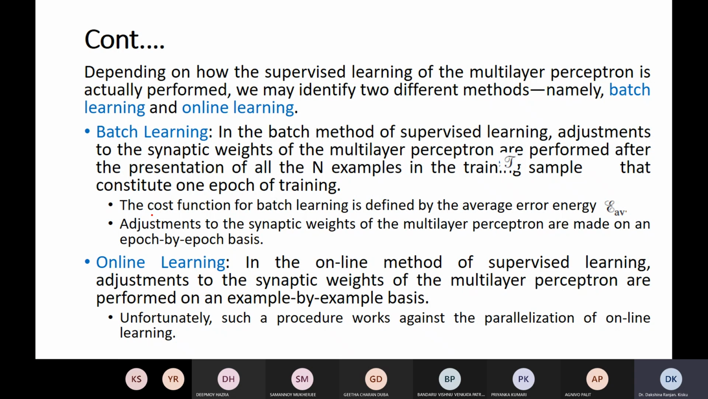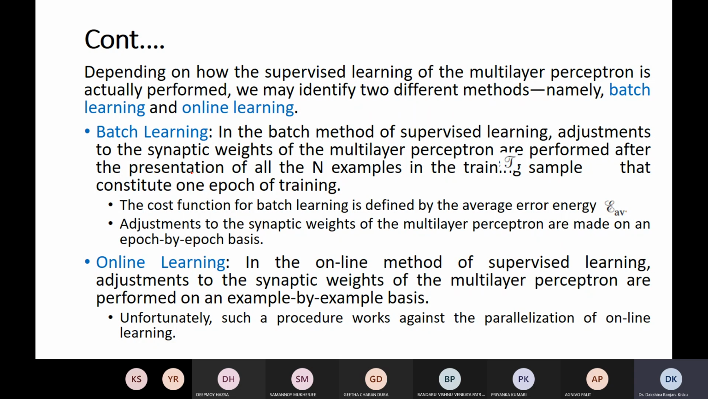So in the batch learning method, we adjust the synaptic weights of the multilayer perceptron after presenting all the n training examples to the network. Basically, we adjust the synaptic weights by presenting all n training examples to the network, and when we perform this weight adjustment, we constitute one epoch of the training.